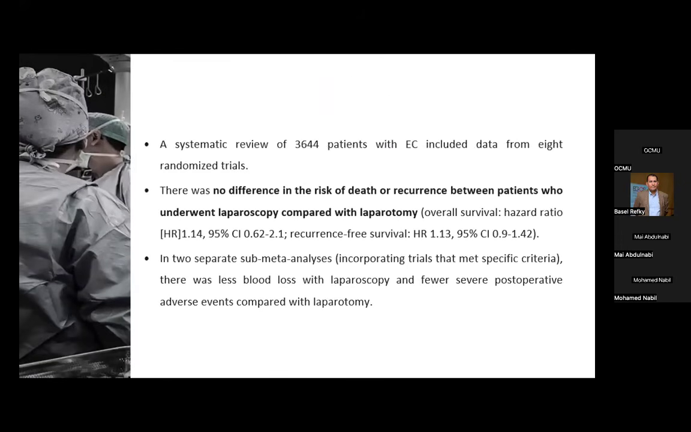Another large Cochrane review of about 3,640 patients was published primarily in 2012, and the follow-up of this data was republished in 2017. They found no difference in the risk of death or recurrence between patients who underwent laparoscopy compared to laparotomy. And in two separate sub-meta-analyses, there was less blood loss with laparoscopy and fewer severe postoperative adverse effects, as is known from all the other trials.